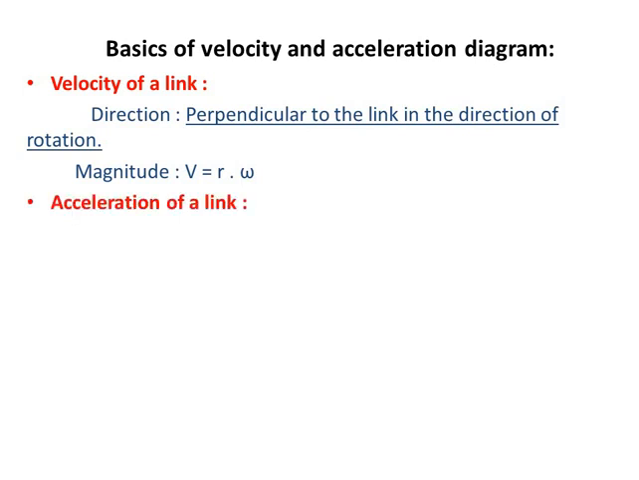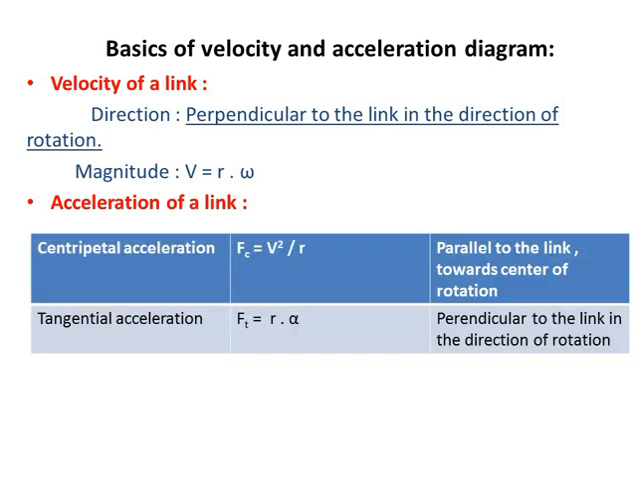Acceleration of a link. If a link is having turning motion, then the acceleration of the link will have two components, centripetal acceleration and tangential acceleration, and the resultant of these two accelerations will be the net acceleration of the link. Centripetal acceleration will be given by Fc = v²/r, where v is the linear velocity of the link and r is the length of the link. So this is the magnitude, and the direction will be parallel to the link towards the center of rotation.